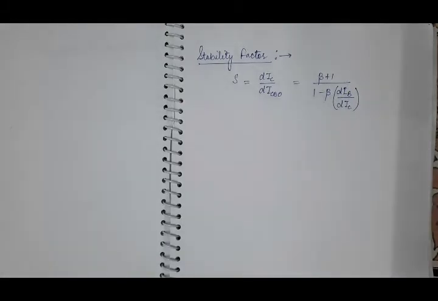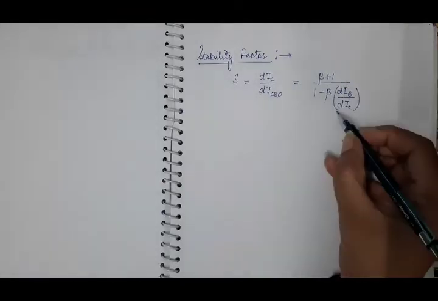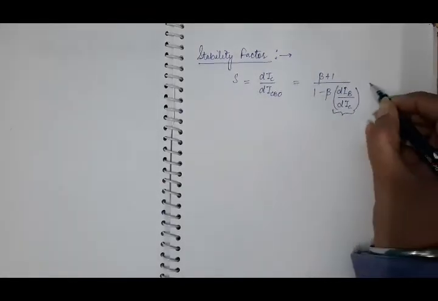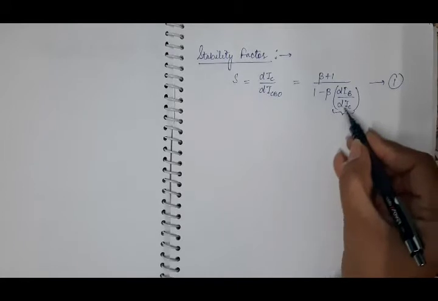So now we will find the value of stability factor. As in the case of fixed biasing, base biasing, stability factor S was beta plus 1, which was very high. Now we will see whether in this case, stability factor is smaller or higher than the previous value. So for that, we need to find the value of dIB by dIC.